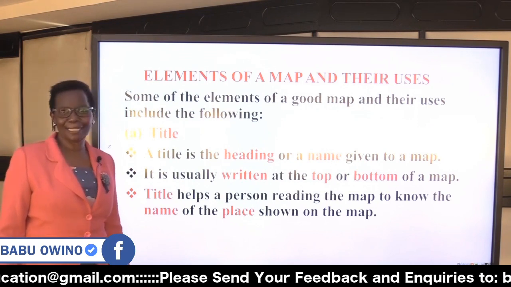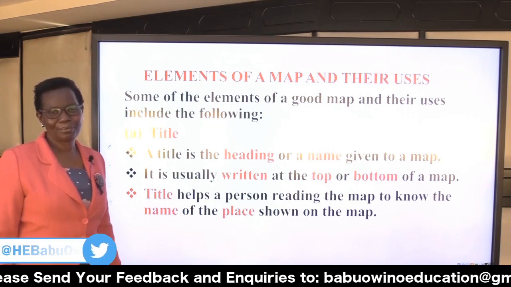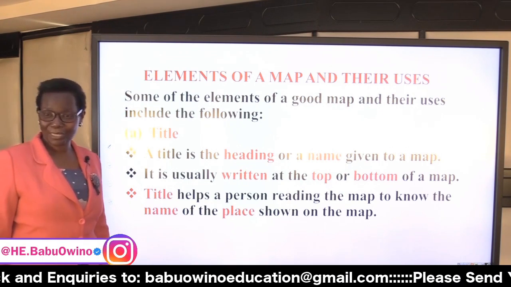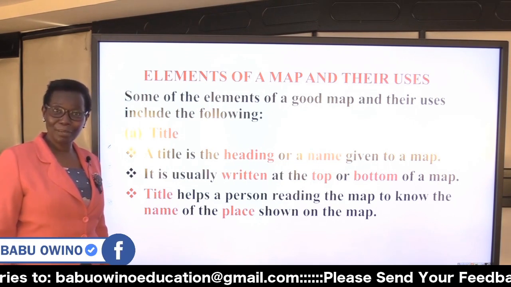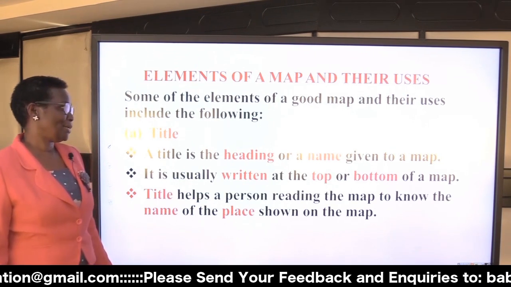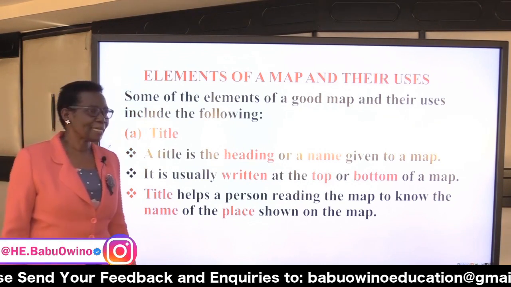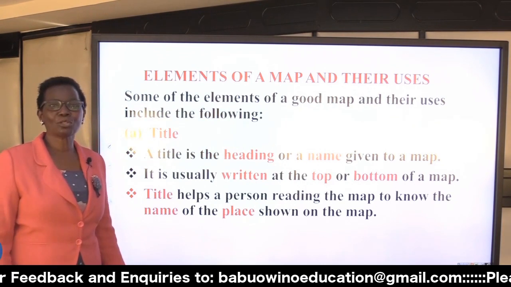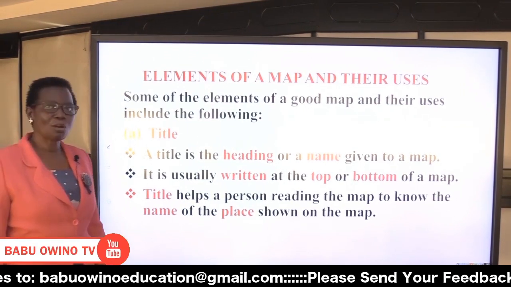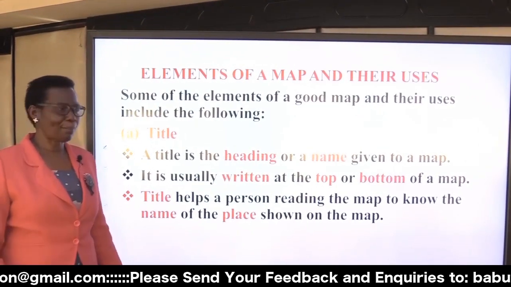A title is a heading or a name. This name is given to a map. So a map must have a title, just the way you also have your name. I'd already told you my name earlier. So a map has a name and a map has a heading. The title is normally written at the top. It's either written at the top or the bottom of a map.